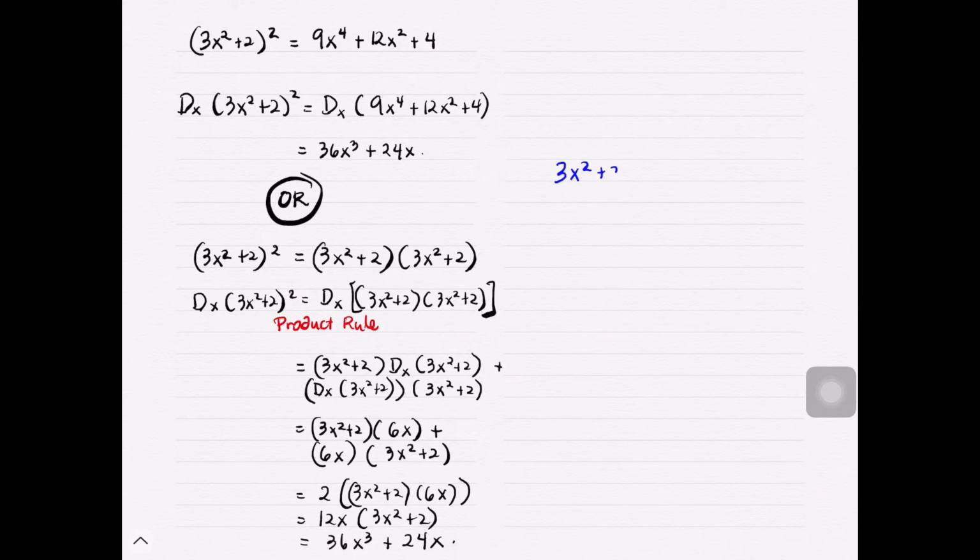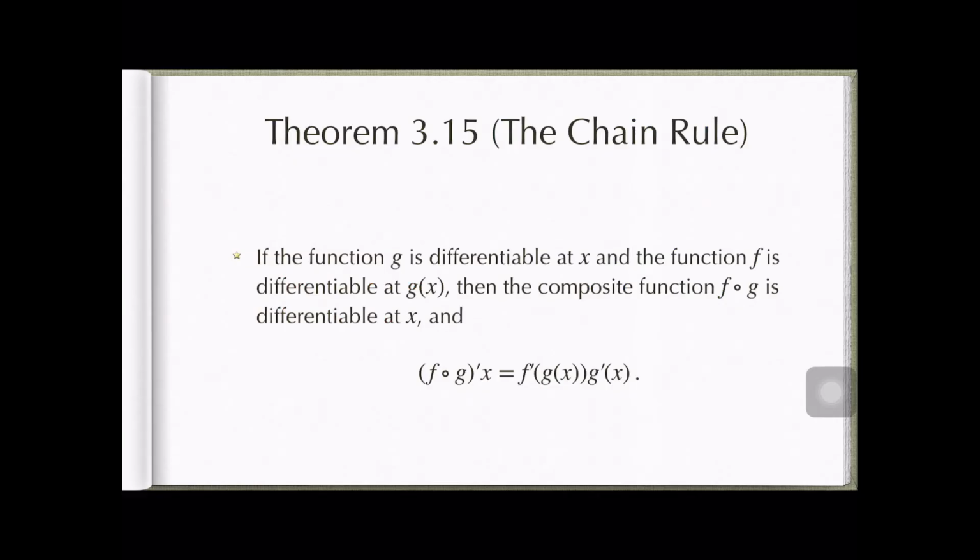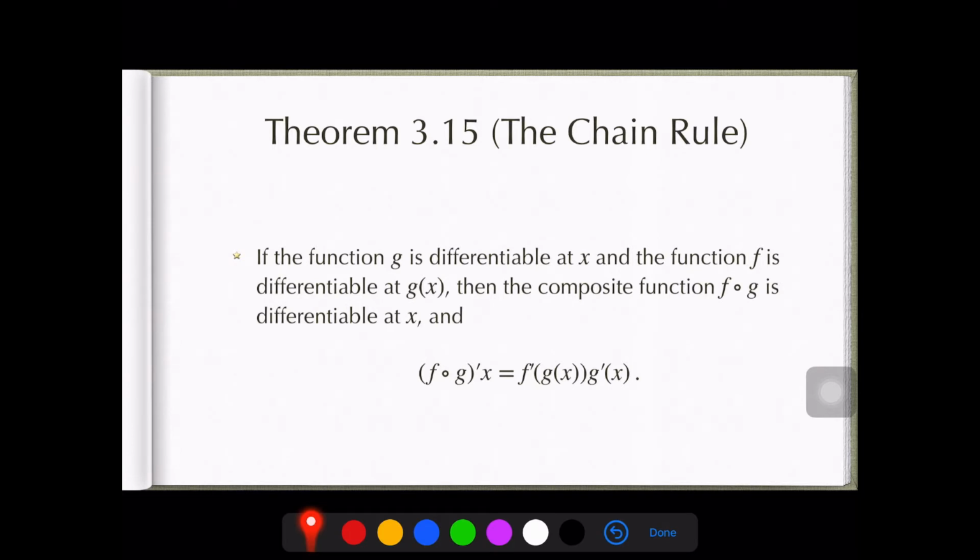Observe that if you are going to use the power rule in getting the derivative of the square of 3x squared plus 2, our answers would be different. This is where the derivative of a composite function comes in, or what we call the chain rule.